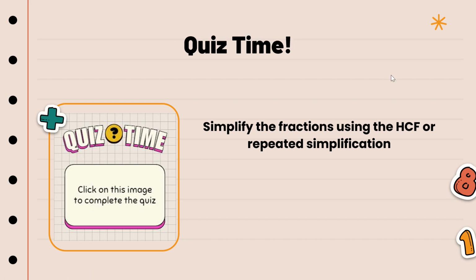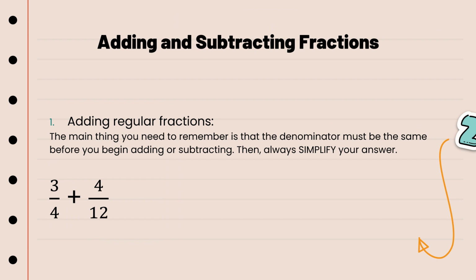Okay, once you're done with that first quiz, we're going to move on to adding and subtracting fractions. Now, when we're adding regular fractions, the main thing you need to remember is that the denominator must always be the same before you begin adding or subtracting. Then you need to remember to always simplify your answer to get the simplest form. We're going to start with 3/4 plus 4 over 12.